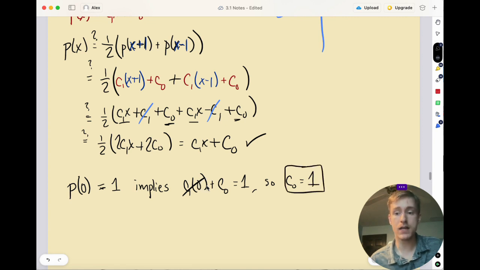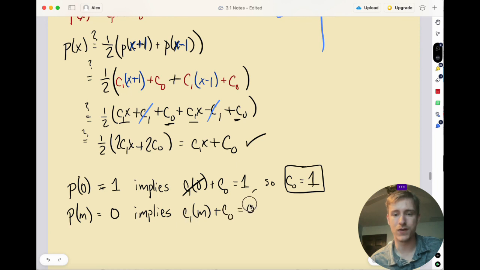Okay, and the other condition that we know, because remember, we're going to keep playing until we get to m dollars. So what happens when you start with m dollars? What's the probability of losing everything and going to 0? Well, the probability of that is 0, because if you start off with m dollars, you've succeeded in your goal of getting m dollars and you're not going to play the game anymore, so it's impossible to lose all of it. Unless you're really bad at poker, or whatever the game was. Okay, so that's going to imply that c1 times m plus c0 is equal to 0, but we know that c0 is 1, right? We just solved for that, so I'm going to go ahead and replace that.